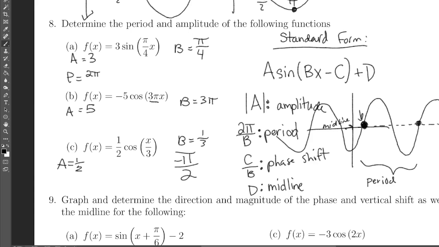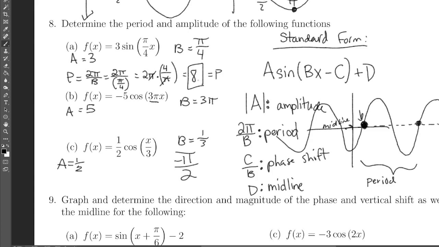So now, given all of that, we can determine our period, which is often abbreviated with the letter p. That's 2 pi over b, right? So in this case, it's 2 pi over pi over 4. Dividing by pi over 4 is like multiplying by 4 over pi. So this is 2 pi times 4 over pi. The pi's cancel. 2 times 4 equals 8. So our period here is 8.